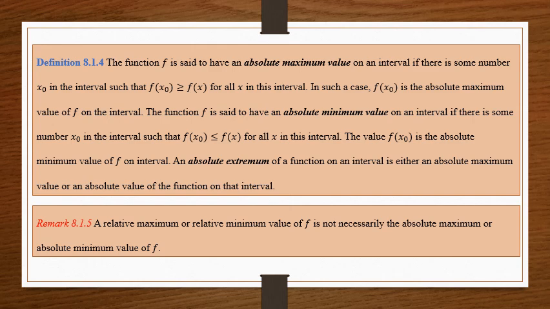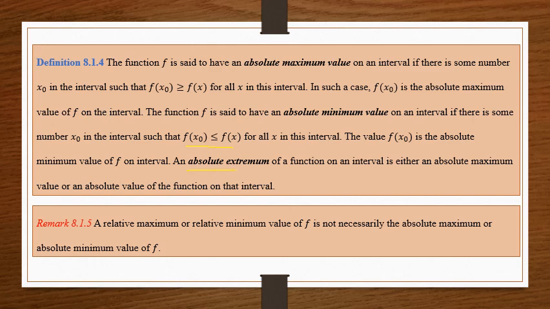The function f is said to have an absolute minimum value naman on an interval if there is some number x sub o in the interval such that f of x sub o is less than f of x. So, parehas ng concept doon sa relative maximum and relative minimum. If f of x sub o is greater than or equal to f of x, ibig sabihin relative max or absolute maximum value. And then, if f of x sub o naman is less than or equal to f of x, which means parehas lang din as relative minimum or the absolute minimum value on an interval. Okay, the value of f of x sub o is the absolute minimum value of f on the interval.